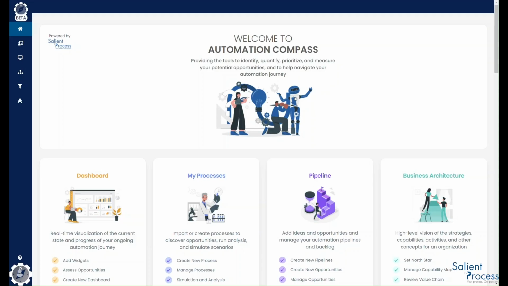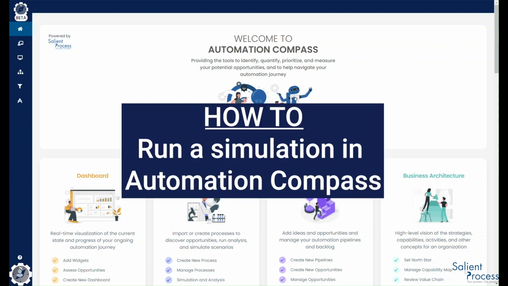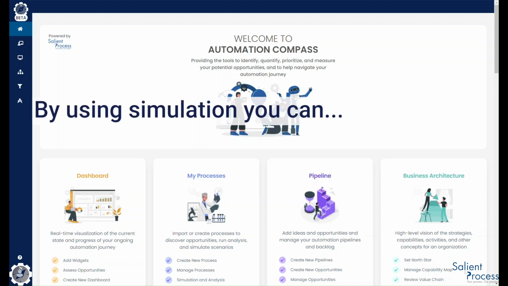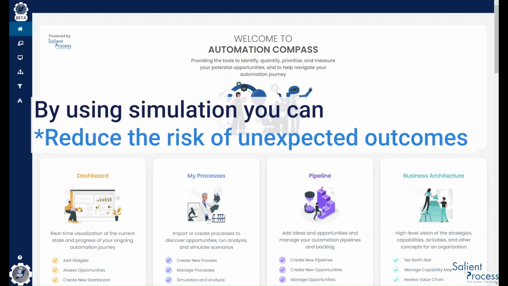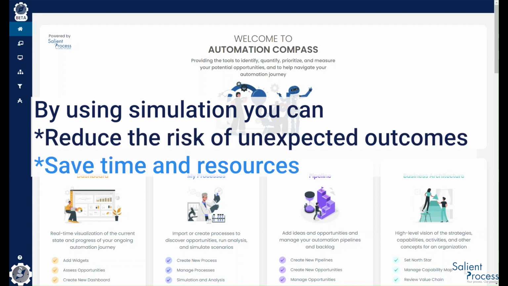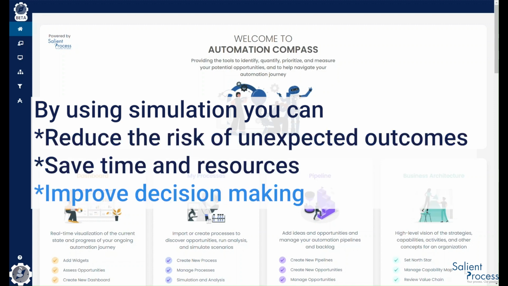Have you ever wished to see the impact of your process improvement initiatives before implementing them? The simulation feature in Automation Compass can help you visualize the effects of changes to your processes. By using simulation, you can reduce the risk of unexpected outcomes, save time and resources, and improve decision making.